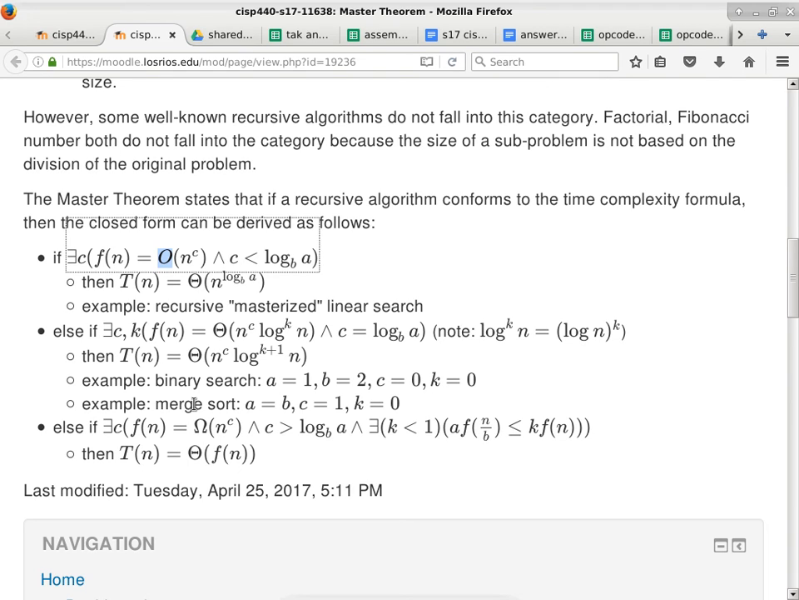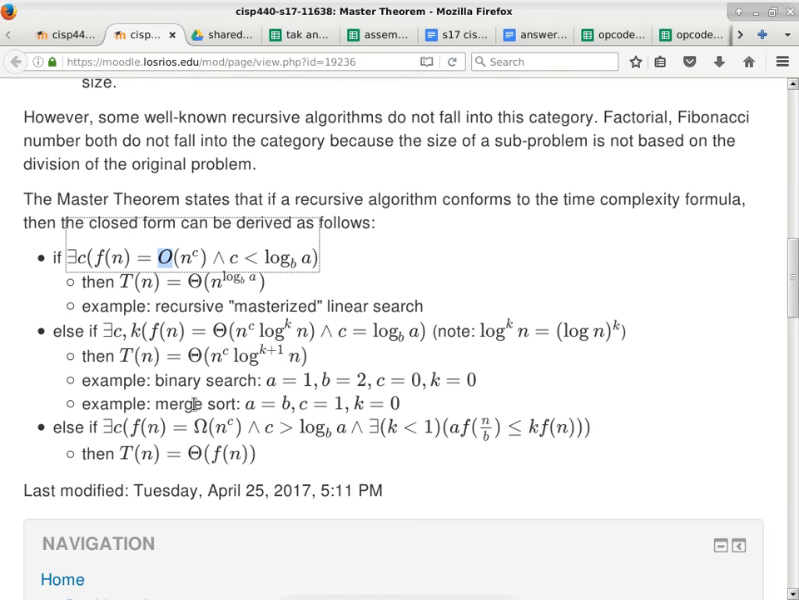So merge sort falls into the second category as well. And when you spell out the entire thing, it is big theta of n to the power of 1, which is just n itself, right? And then the log, but k itself is 0, but k plus 1 becomes 1, so it becomes just log of n. So it's n log n, which is exactly what the time complexity is for merge sort.